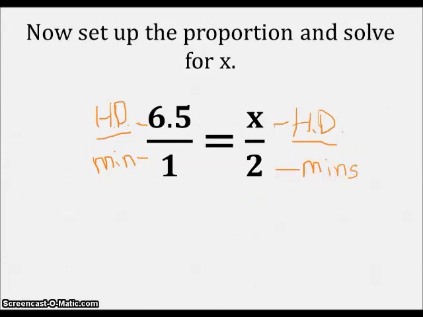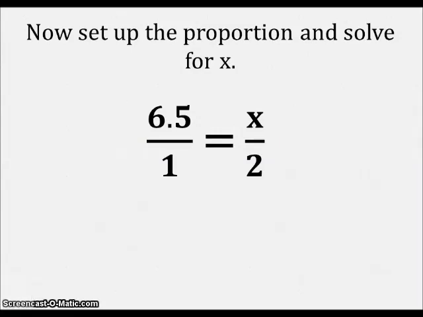What I want you to see here is something very important. When setting up a proportion, you have to set up both values equally. So I've got my hot dogs on top and I've got my minutes on the bottom. If you don't set it up this way, then the proportion won't come out right. But you've got hot dogs on top and minutes on the bottom, so they're equal.